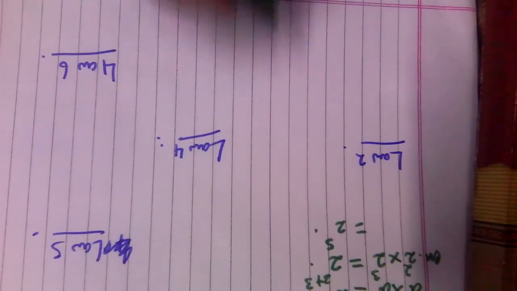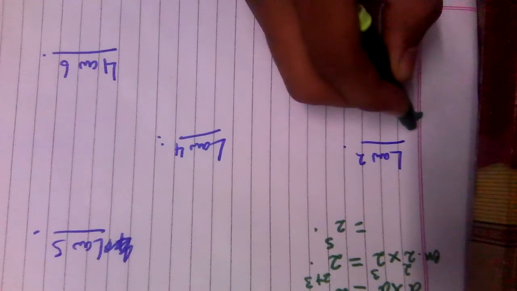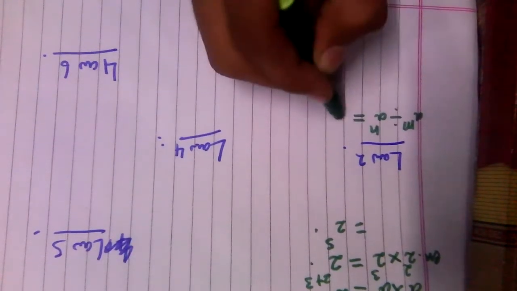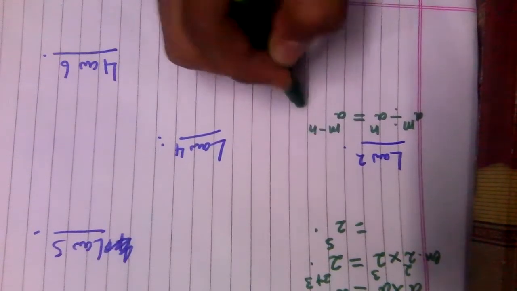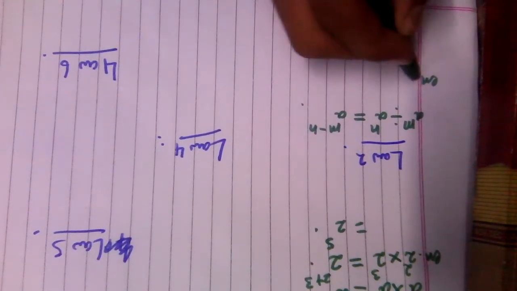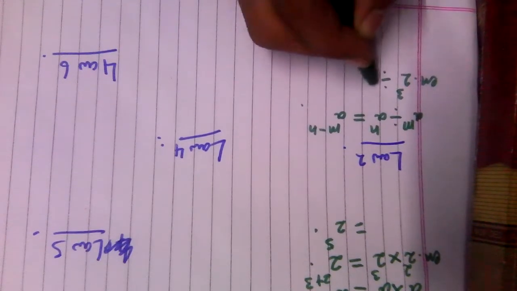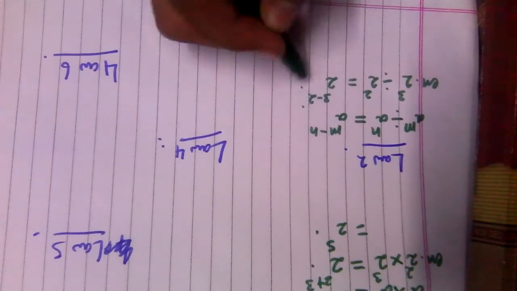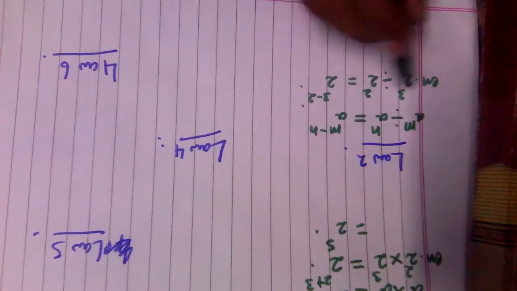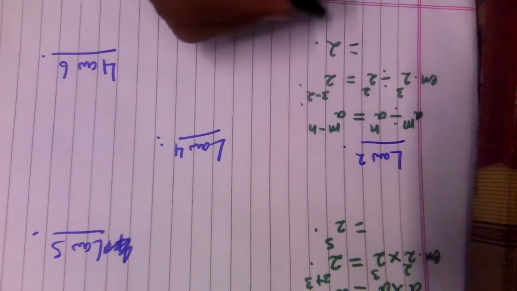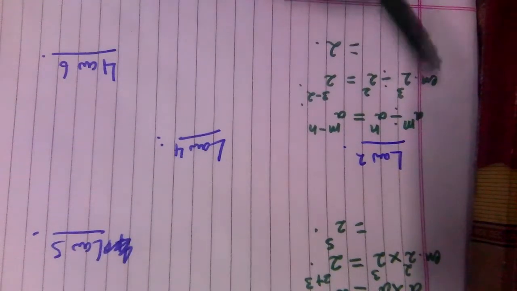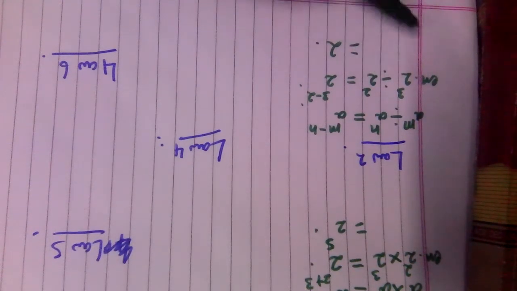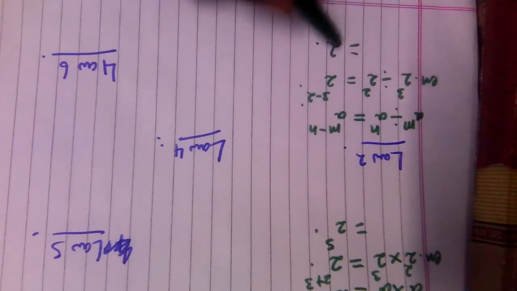Let's come to law 2. Law 2 states that a to the power of m divided by a to the power of n equals a to the power of m minus n. For example, take 2 to the power of 3 divided by 2 to the power of 2. It will be equal to 2 to the power of 3 minus 2, which is 2. Checking: 2 to the power of 3 is 2 into 2 into 2, which is 8, divided by 2 to the power of 2, which is 4. So 8 divided by 4 will be 2. We have got it.